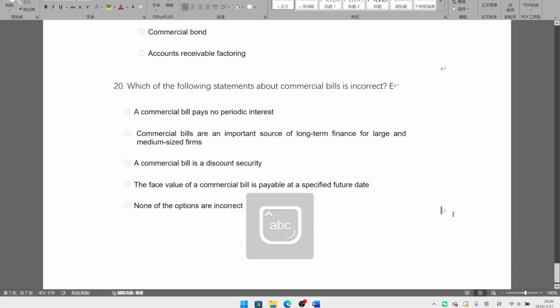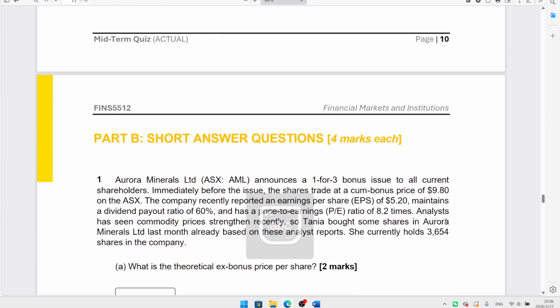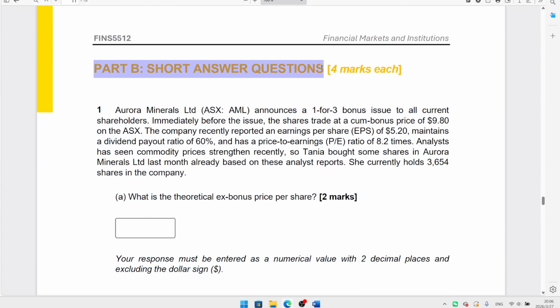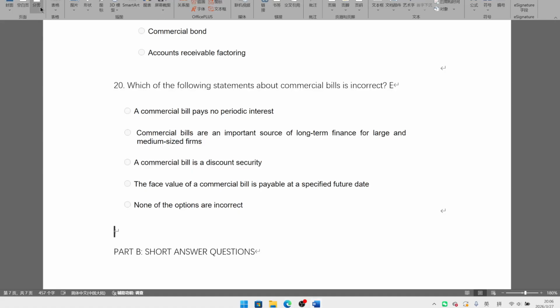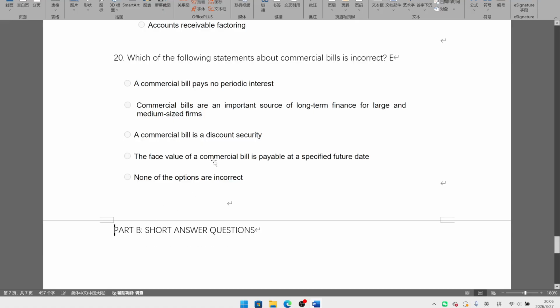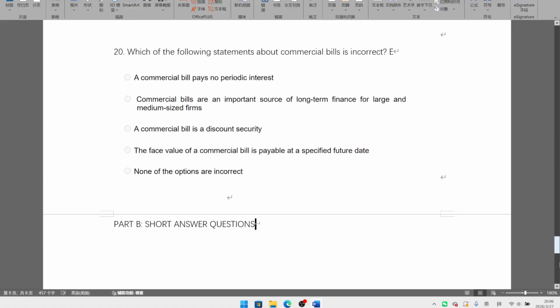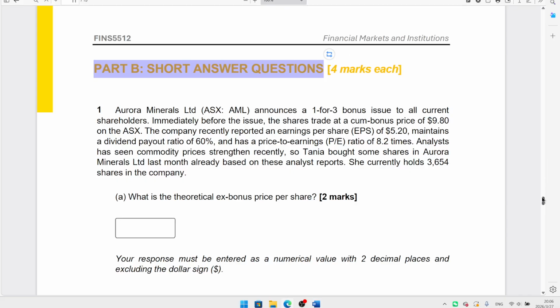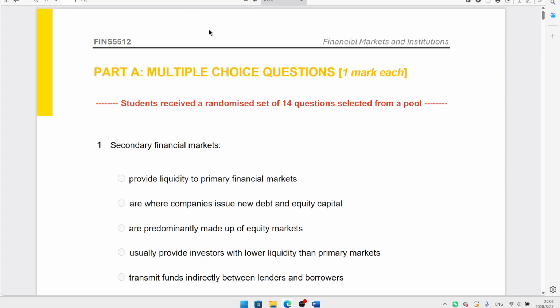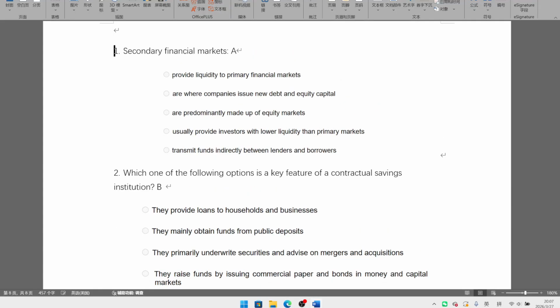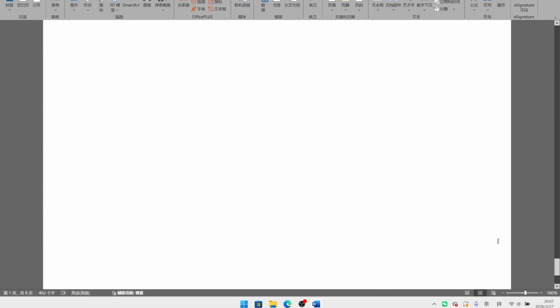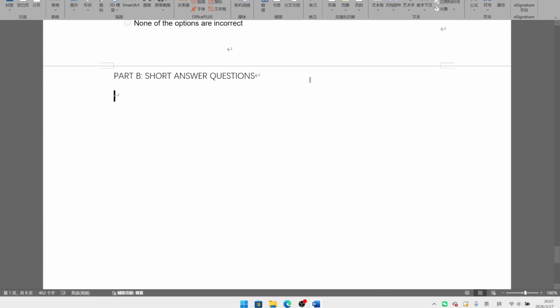Okay, so we have finished the first part. Part B is the short answer questions. We need to go to page 11. It's random, I got what that means. Let's go to part B.